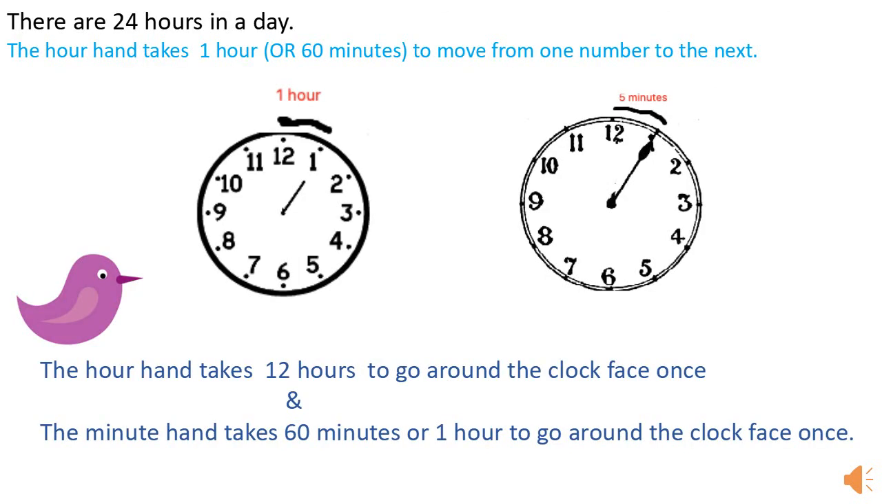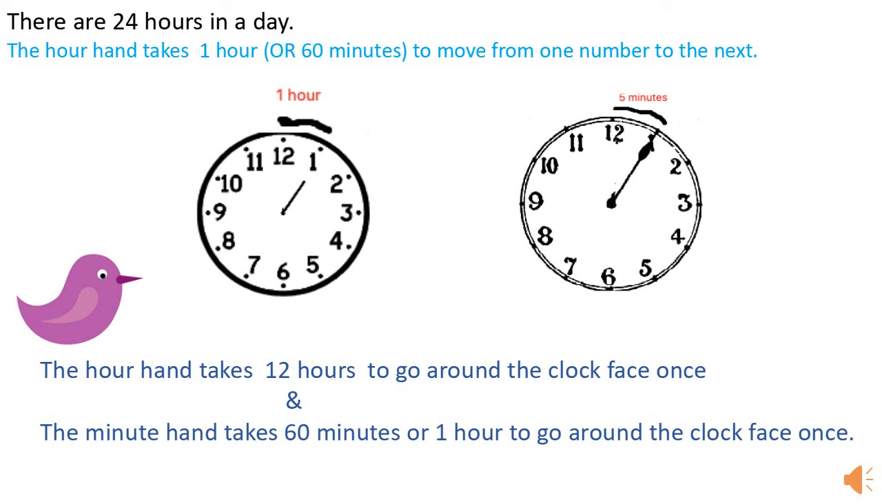Now, children, you know that in a day there are 24 hours, isn't it? And the hour hand takes 1 hour, that is 60 minutes, to move from one number to the next. It means the hour hand takes 12 hours to go around the clock face once. It means that it makes 2 revolutions in a day.